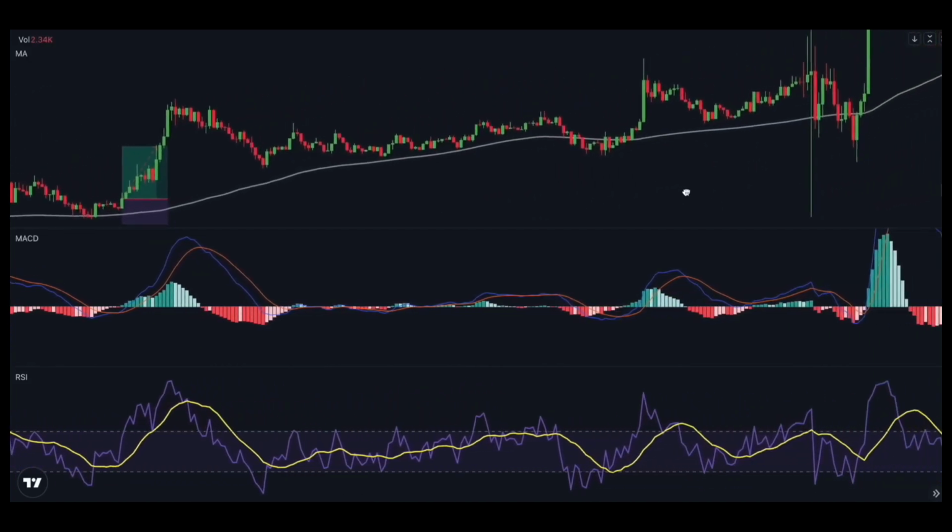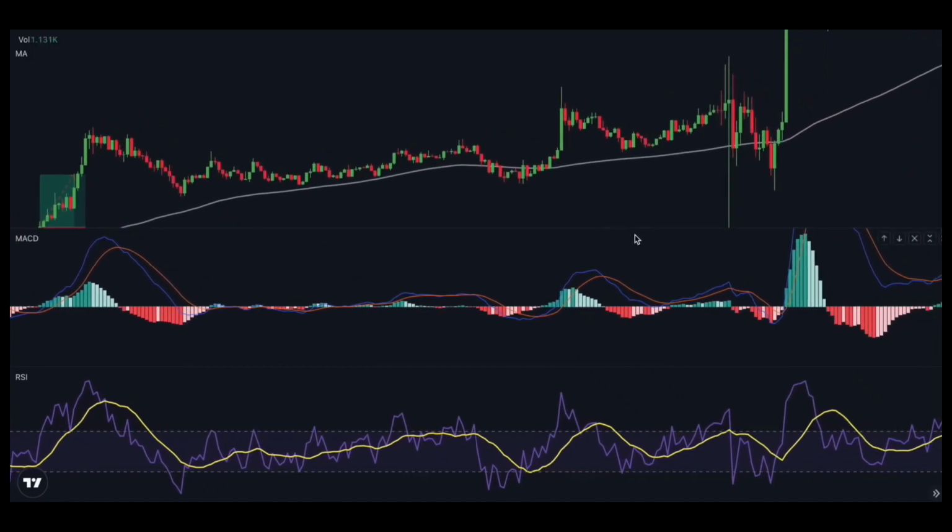Here's another example of a long entry. Watch how all the rules are met.